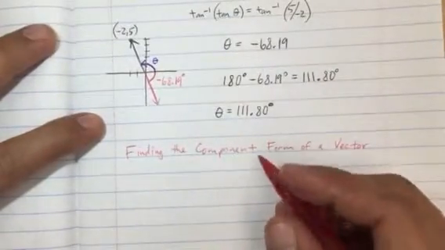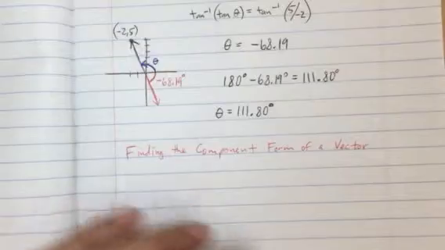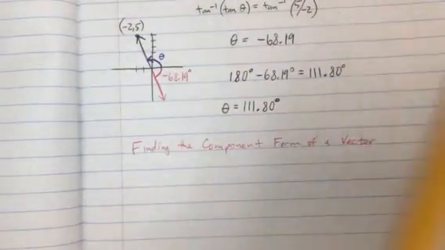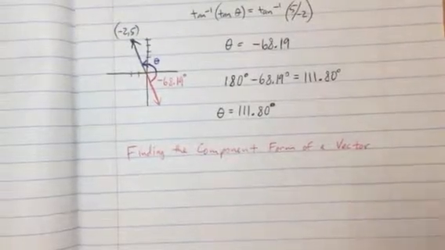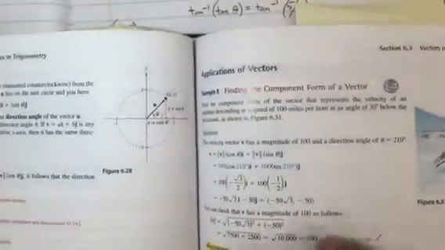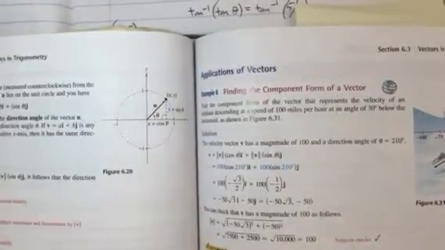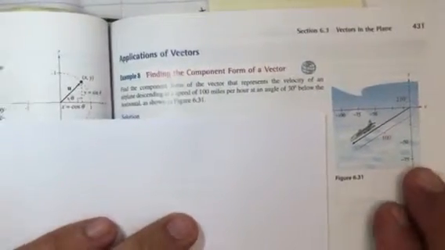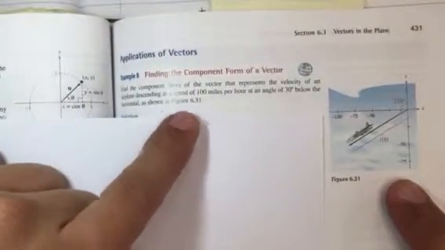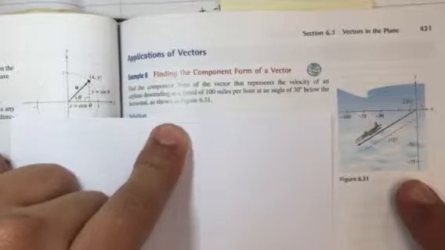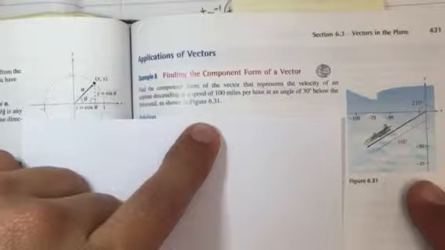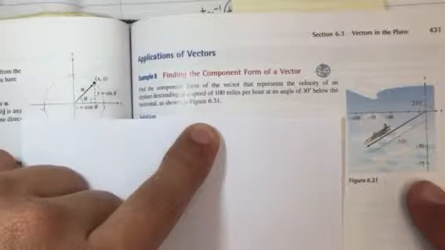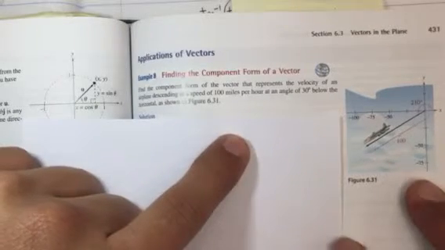So this one is more for a word problem. In your book here, you have this word problem, and this is the one we're going to be working on. It says finding the component form of a vector. Find the component form of a vector that represents the velocity of an airplane descending at a speed of 100 miles per hour at an angle of 30 degrees below the horizontal, as shown in figure 6.31.